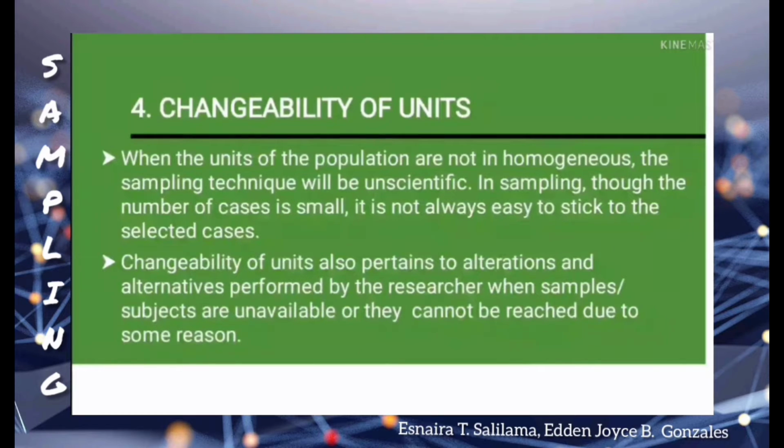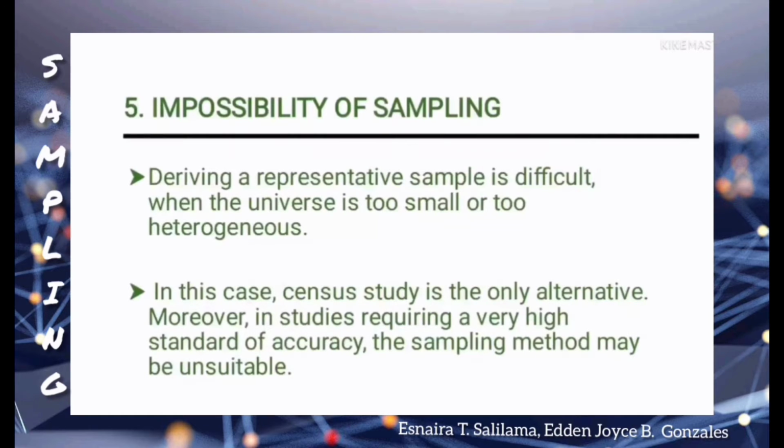Changeability of units also pertains to alteration and alternatives performed by the researcher when the sample and subject are unavailable or cannot be reached for some reason. In this case, the researcher has to change or replace some cases. Moreover, alteration of the sample would lead to biased, unscientific, and incredible results. And lastly, impossibility of sampling.